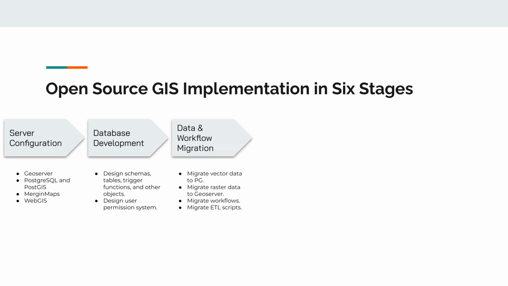Next is a big part, where we do data and workflow migration. For data migration, we simply gather all of your vector data, all of your raster data. Vector data goes into Postgres, raster data gets optimized and thrown into Geoserver. We also migrate workflows. This is where we sit down with a client and go through, what do you do on a daily basis? What do you do every 3 months? What are some tasks that you need to do that we need to replicate within this open source environment?